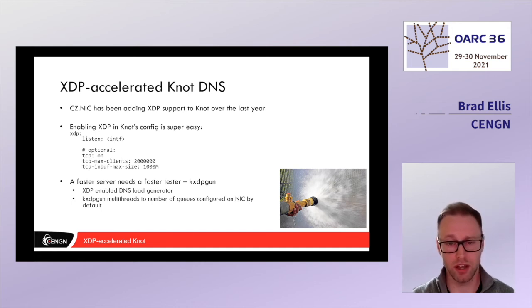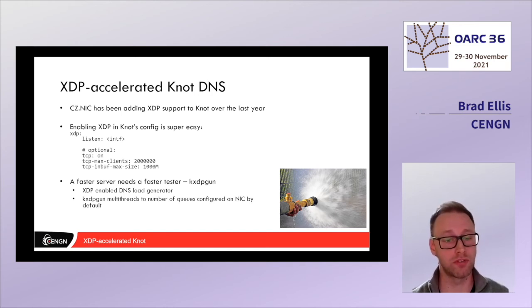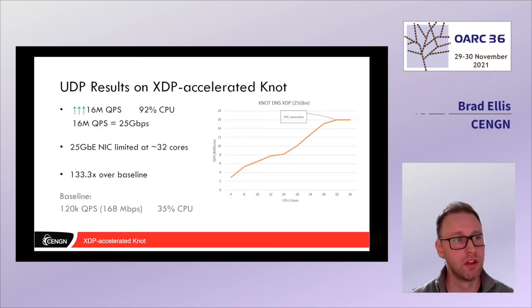And then we also discovered that KXDP-gun automatically creates a number of threads equal to the number of queues configured on the NIC. So we didn't have to do any extra work to make sure that matched and it was optimally there. So once we had the XDP gun enabled and Knot with XDP enabled on the servers, we were able to get some performance results. And we ultimately hit 16 million queries per second using roughly 92% CPU.